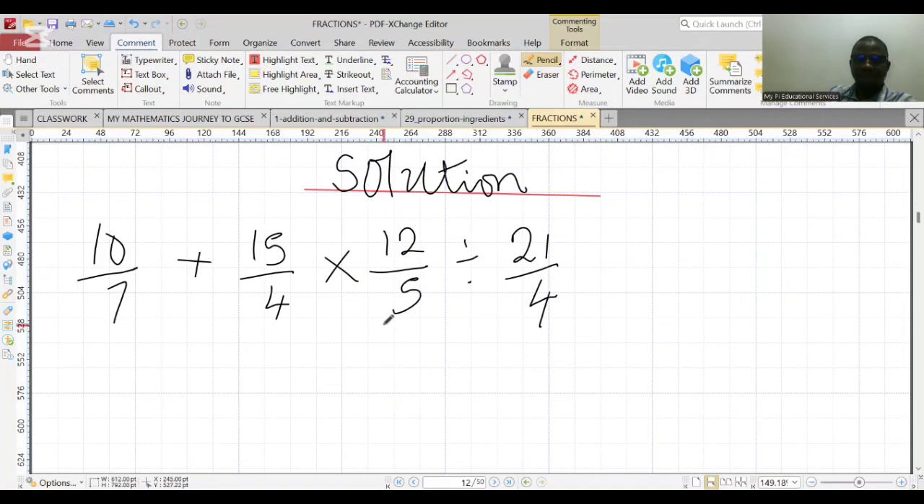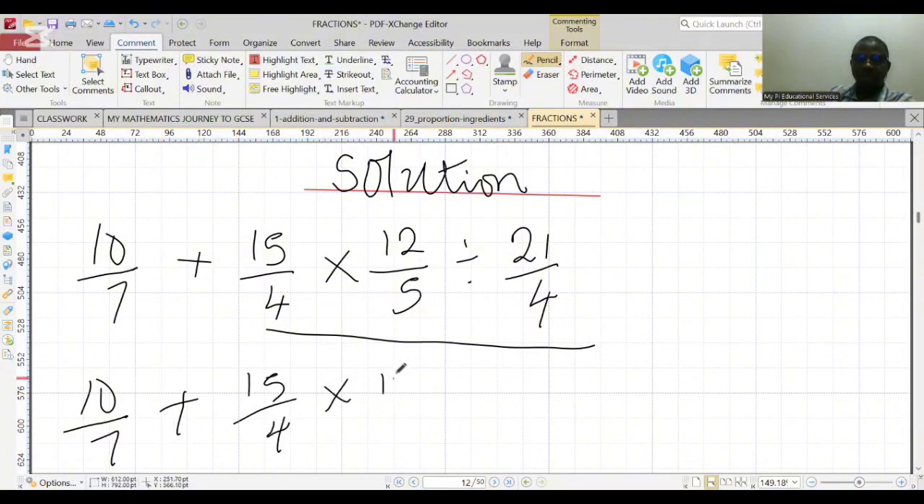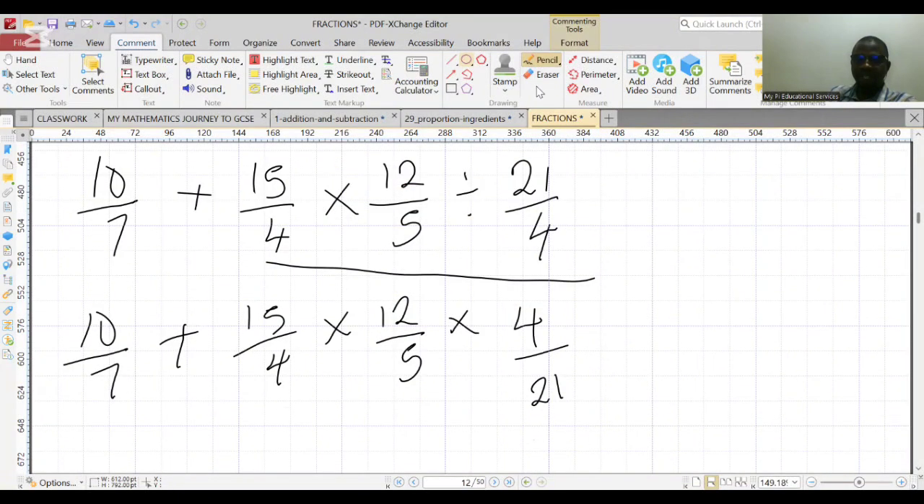So let's simplify this first by changing this division to multiplication. We have 10 out of 7 plus 15 out of 4 times 12 out of 5. Then we change division to multiplication, then we flip the next fraction to 4 out of 21. So let's simplify now. 5 can go here once, 5 can go in 15 3 times. 4 can go here once, 4 can go here, or 4 can even go here once. 3 can go here 4 times, and 3 can go here 7 times.